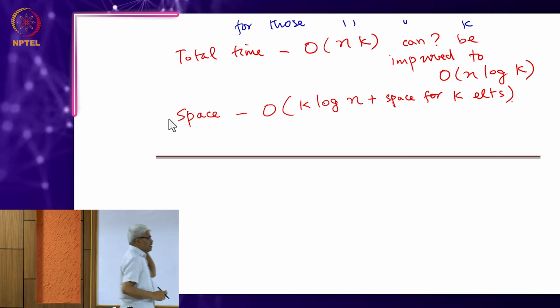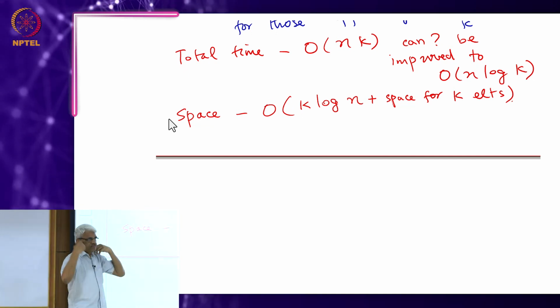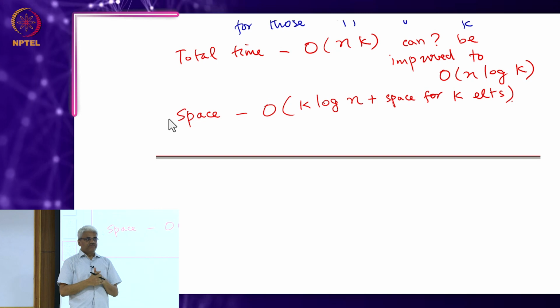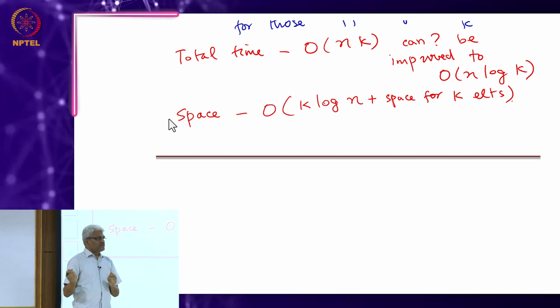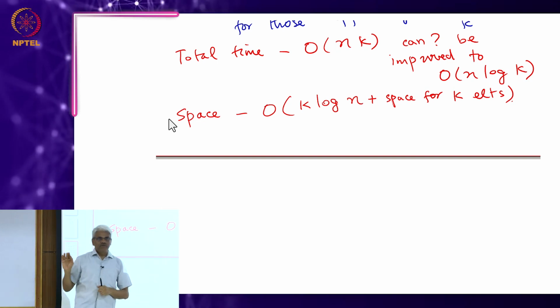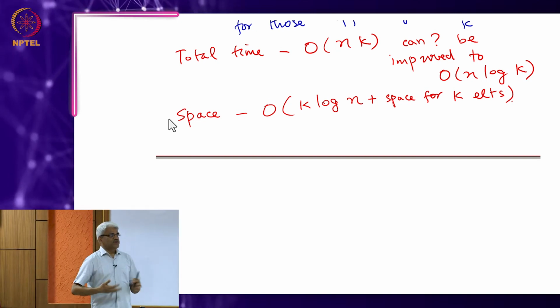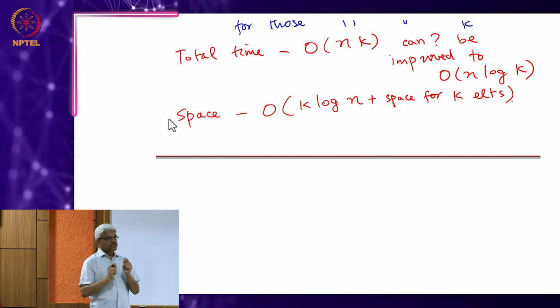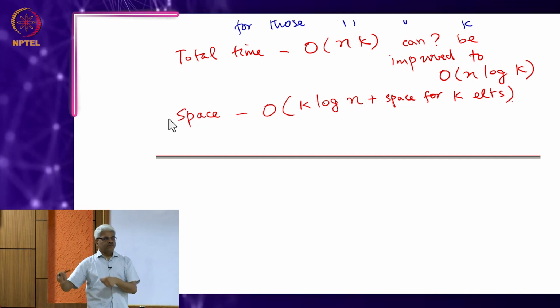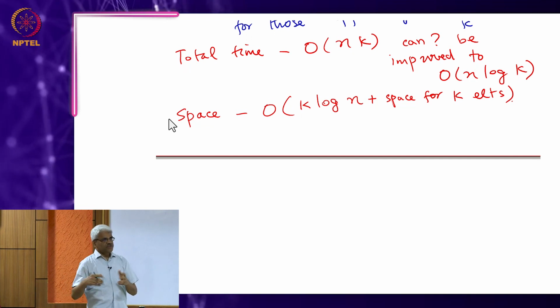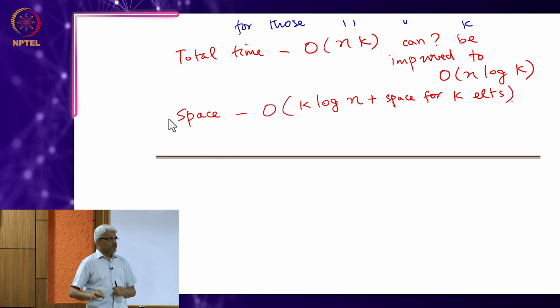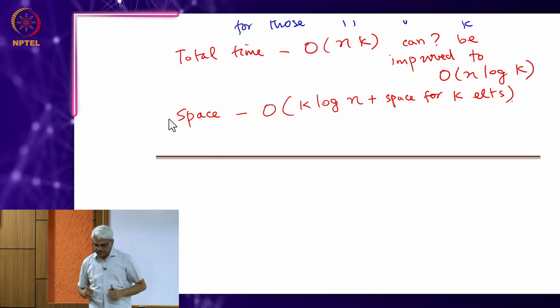And we will see maybe in the next 4 days that the space can be considerably improved to log n using randomization. So that's the game we are going to play as we go along: using randomization, some of these bounds we come up with can be considerably improved.